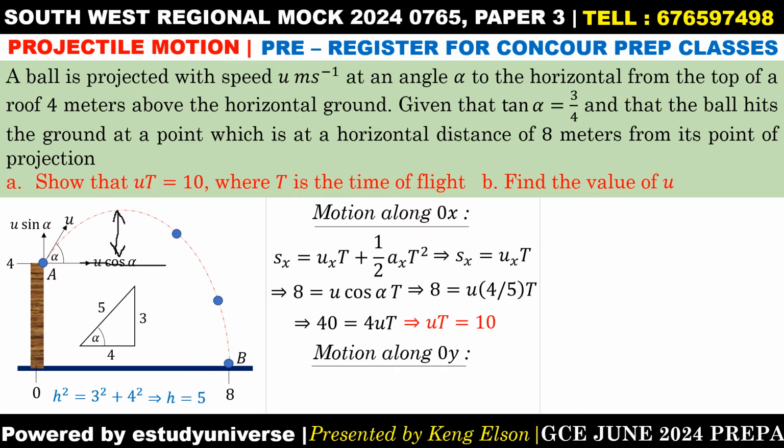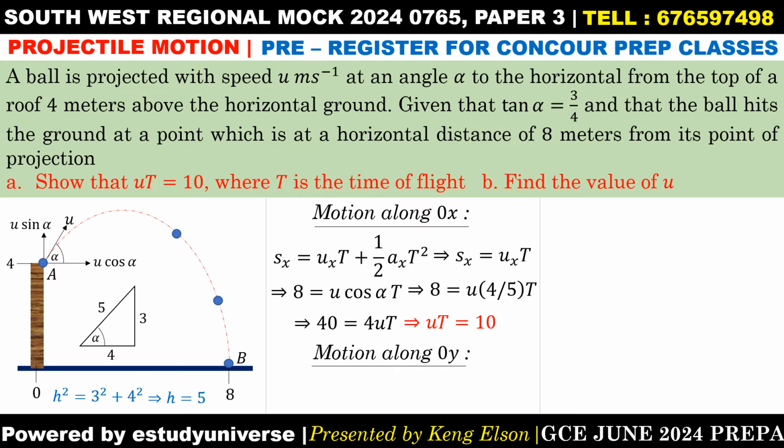If I try to create the horizontal like this, we need to take the total distance traveled up plus the total distance traveled downwards, and the total distance traveled downward is 4 meters. While the total distance traveled upwards, we can just give it any value. So that time of flight is also the time taken to travel that distance.